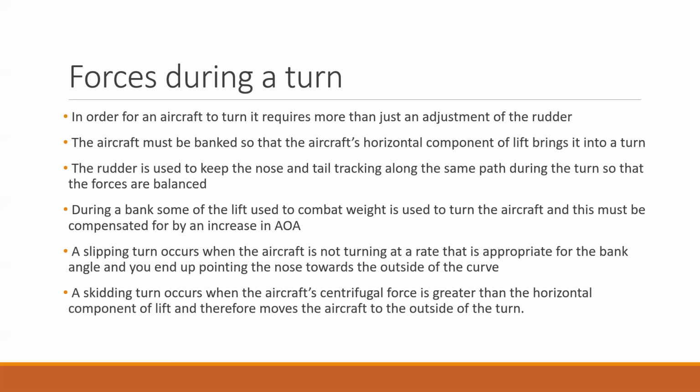So in order to turn an aircraft, it requires more than just a rudder movement. If you press down on the rudder pedal, the aircraft will yaw either left or right, but the aircraft actually won't turn through the air. In order to turn, the aircraft has to be banked with the ailerons, and banking that aircraft will cause the vertical component of lift, which was keeping you up, to slightly go in whatever direction you're making the turn in. We call this part of the lift component the horizontal component.